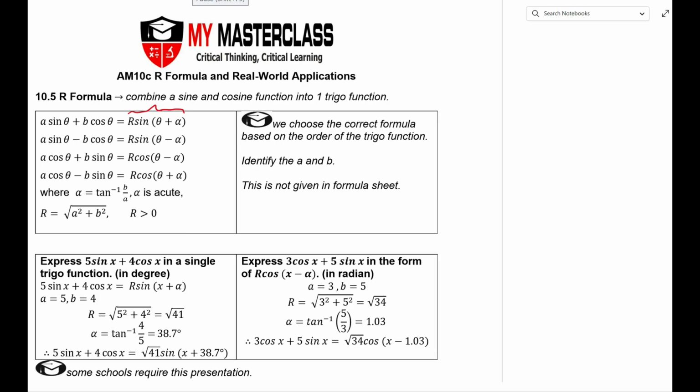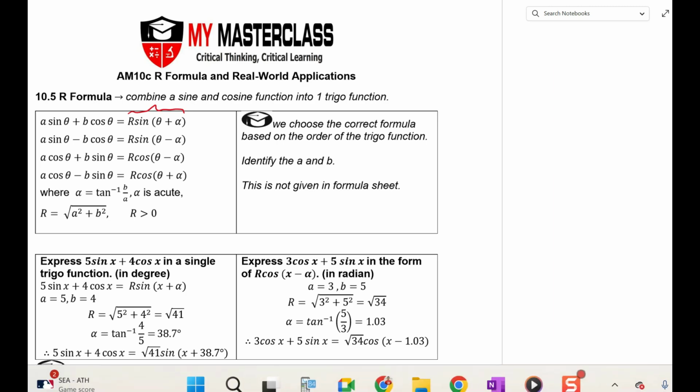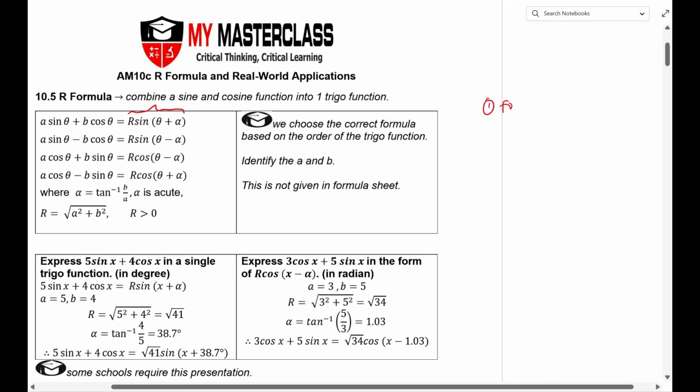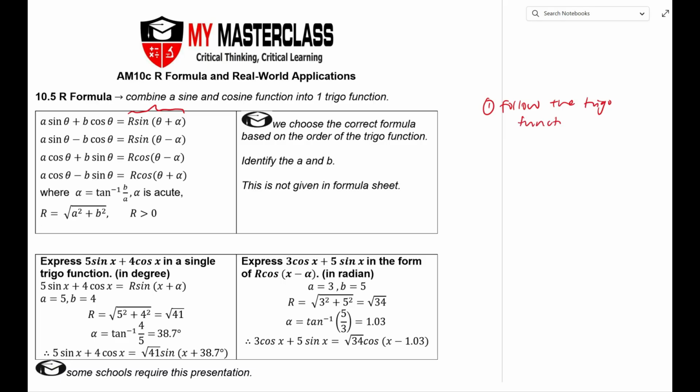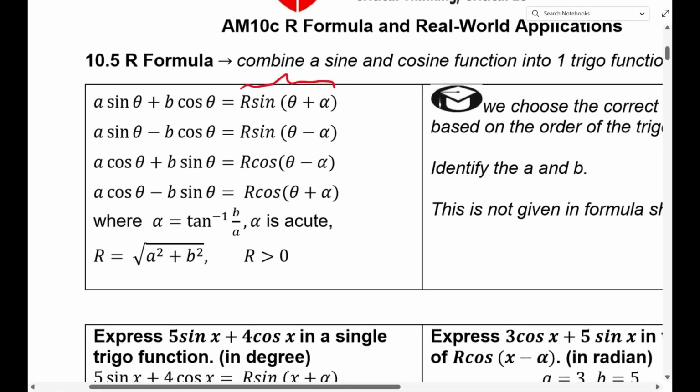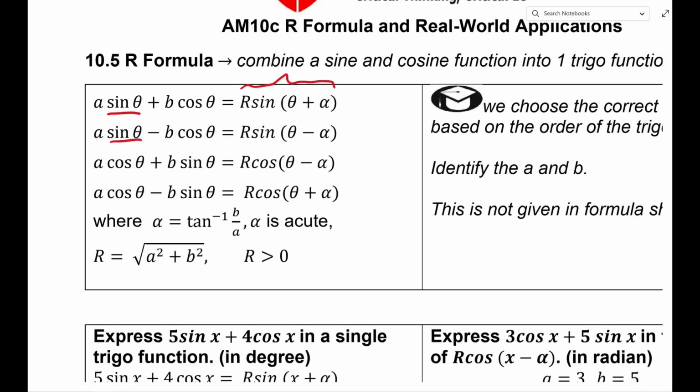So how do we know which one to use? We choose the correct formula based on the order of the trigo function. This means that we will always follow the trigo function that comes first, given in the question. For example, if the question gives us sine theta first, as shown in the first two formula, then our chosen R formula will have sine in it. And similarly, if cosine theta comes first in the equation given in the question, then our chosen formula will have cosine in it.